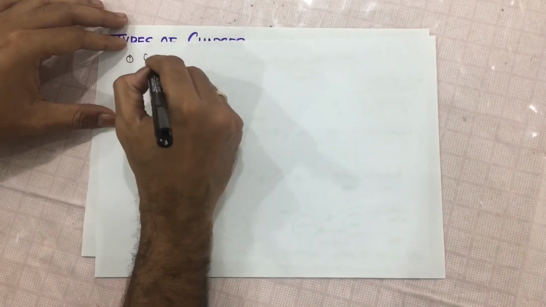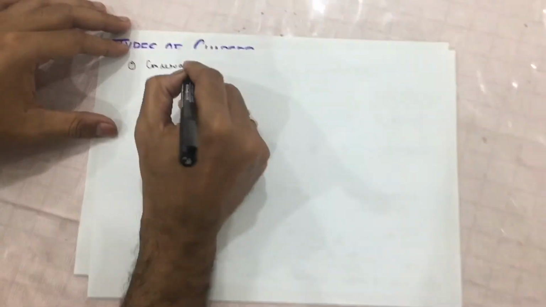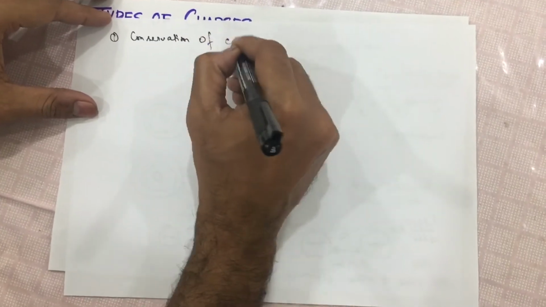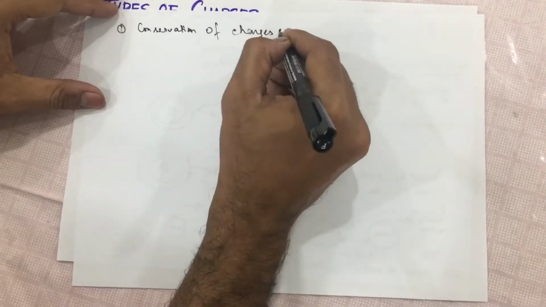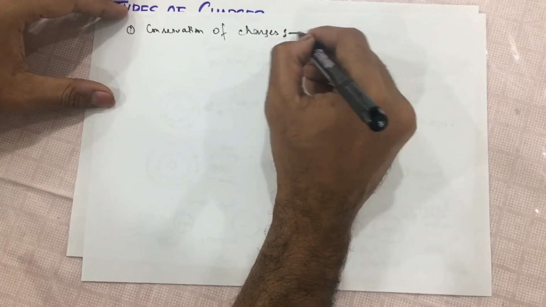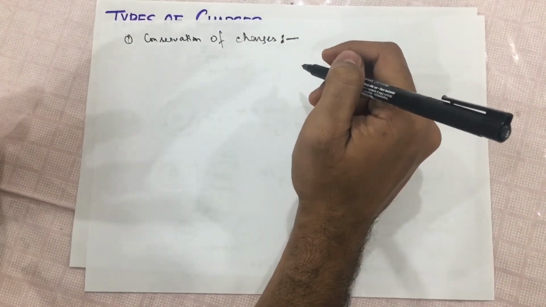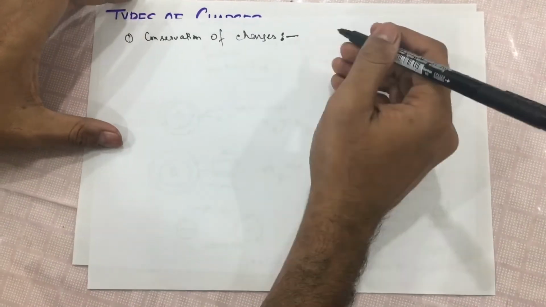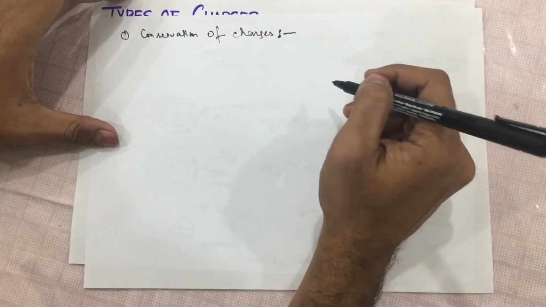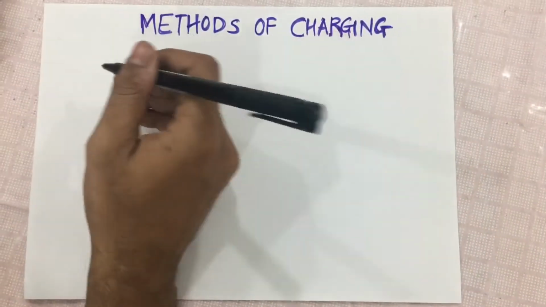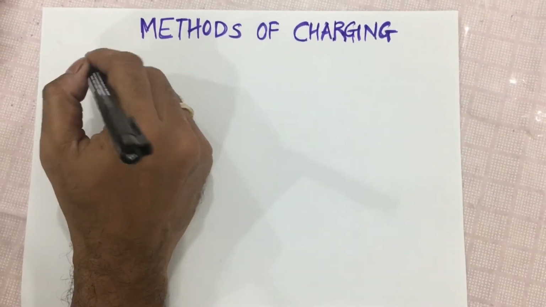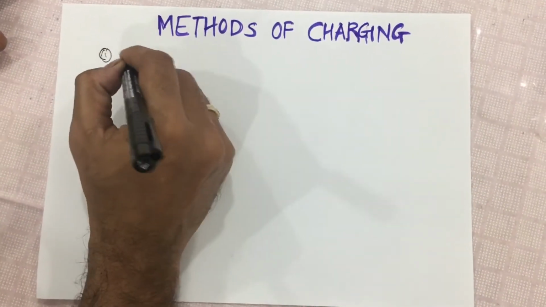Now the conservation of charges. Charges can never be created, they can never be destroyed. Only there is a movement of electrons from one body to the other body, from one atom to the other atom. This is basically the conservation of charges, and charge is quantized. So there are basically three methods of charging. The first one, by rubbing.